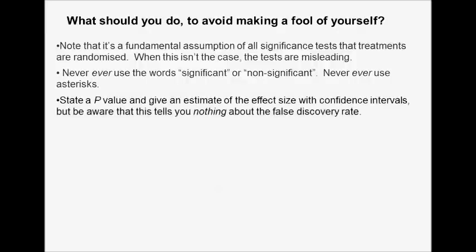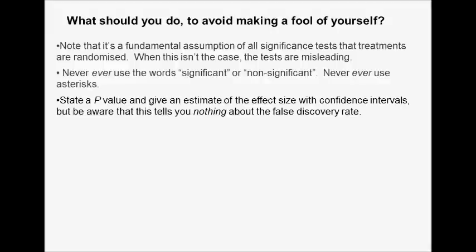So what do you do? Well, you state a p-value, not p is less than something. That's a hangover from the time when you had to use tables to determine p-values. You just give the exact value. And just as important, you then give an estimate of the effect size. That's what actually matters in the end. And you put confidence limits on that effect size.